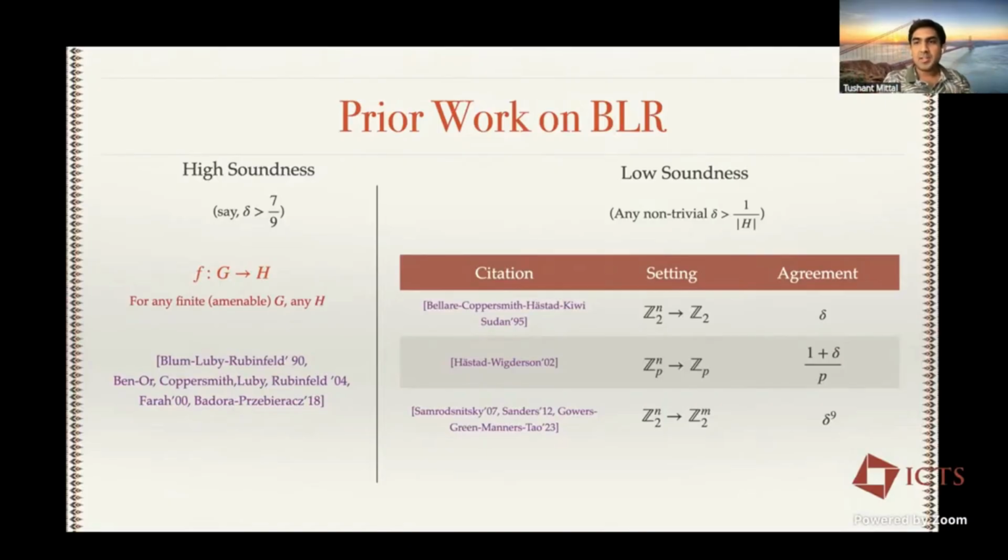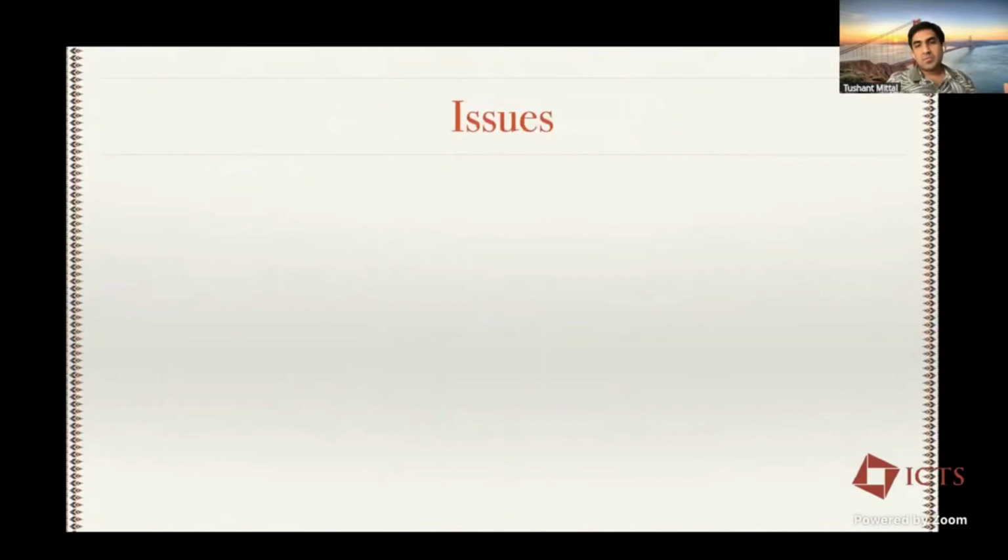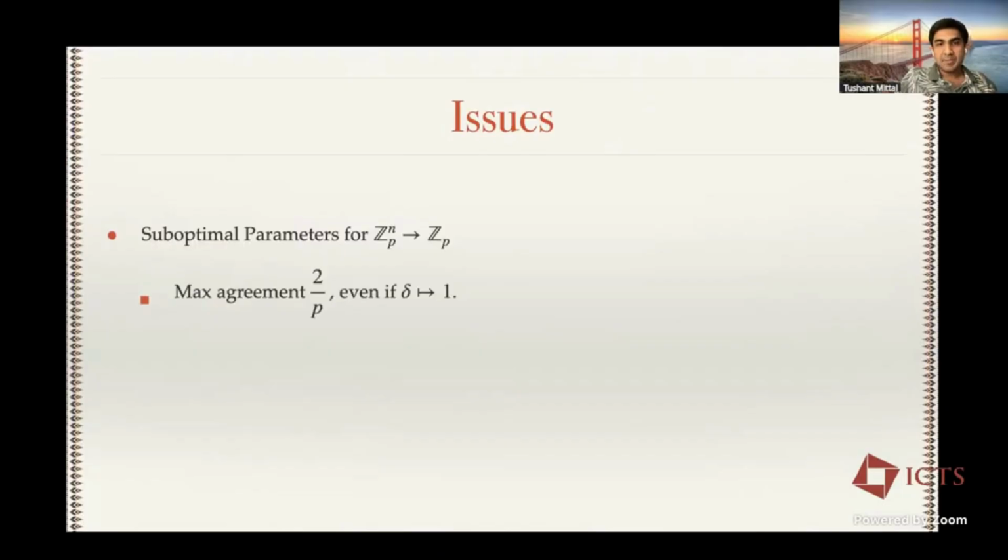So you can clearly see there's a huge difference between the high soundness case that we know and the low soundness regime. Clearly there are only a few examples that we know. Moreover, like I said, for Zp to the n to Zp, we have a weak result. The maximum agreement we have is at most 2 over p. But that's quite weak. Even if your delta is approaching 1, then you must have that the function is very close to a homomorphism. But this is vanishing as p increases.